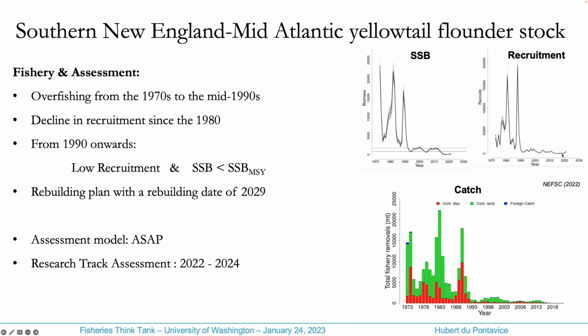The stock status is listed as overfished, with spawning stock biomass below the management target, as you can see on this plot. As a result, the catch has dramatically decreased and is today close to 0. So now this stock is currently in a rebuilding plan with a rebuilding date of 2029.